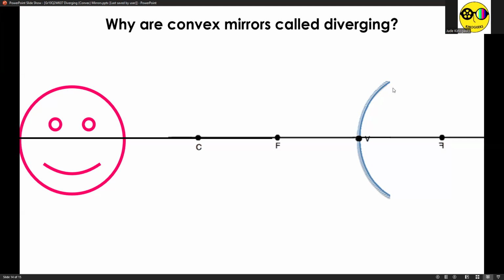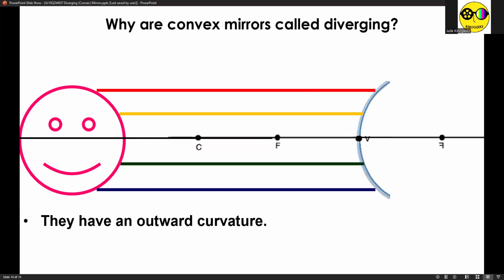reasons why. First, the divergence is caused by, or is an offshoot of, the outward curvature of these mirrors. And the second reason, using another smiley face which is way beyond C, the smiley face is at infinity. So you have these four solid lines representing actual light rays. And once they finally strike the edge of the convex mirror, each of them starts to deviate, or diverge.